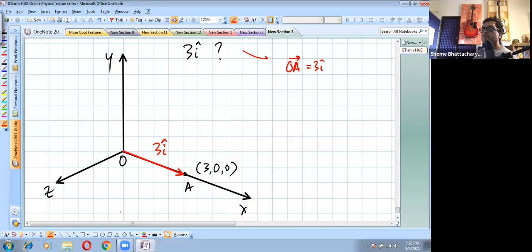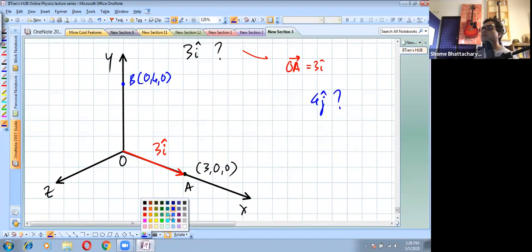Understood? Now, similarly, if I draw another point, B, which is somewhere over here, at 0, 4, 0, then I can understand what is the vector 4 j cap. Understand if this point is B, then this is the vector.